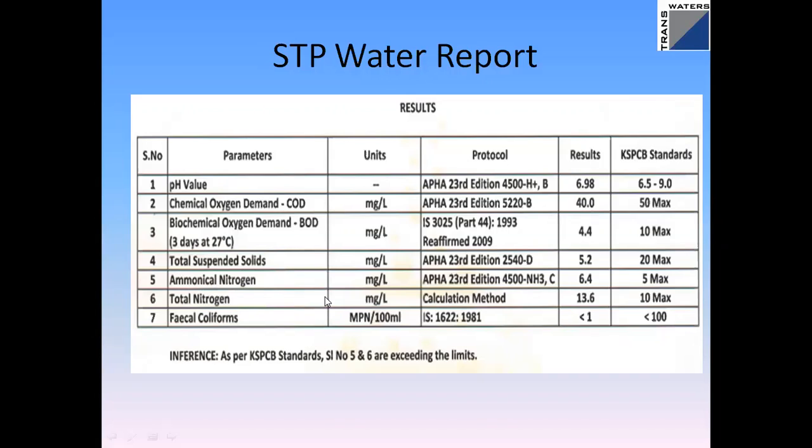See, people have started using STP treated water for construction. So these parameters play an important role. So the STP treated water should meet these parameters. Again, fecal coliforms is the coliforms which is generated in the sewage. So this also needs to be less than 1. So these are the parameters generally considered for STP treated water contaminants.